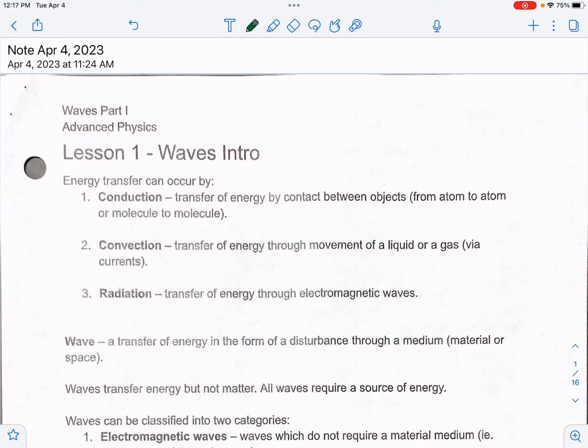All right, so this video is going to start the waves unit, so let's get going on page 2. It talks about energy transfer and waves. There are 3 types of transfer we need to talk about.